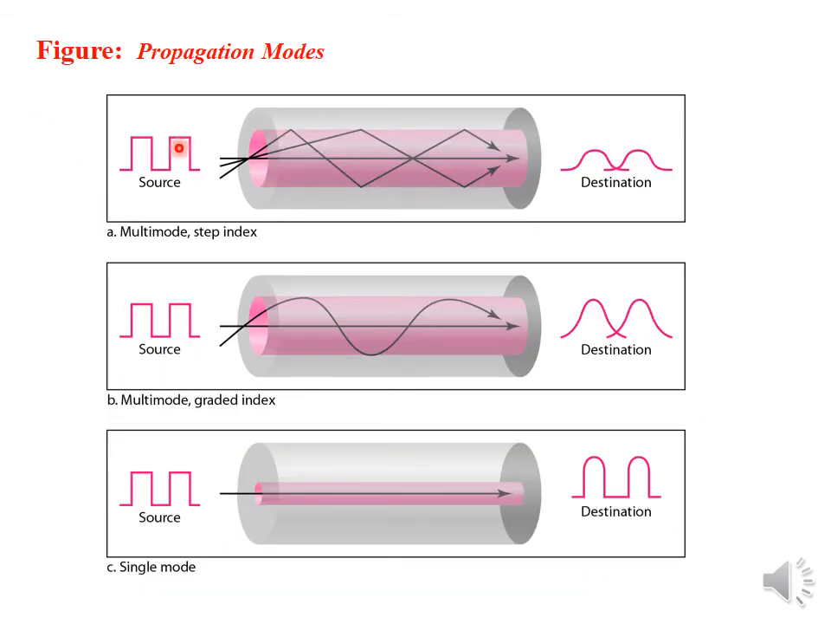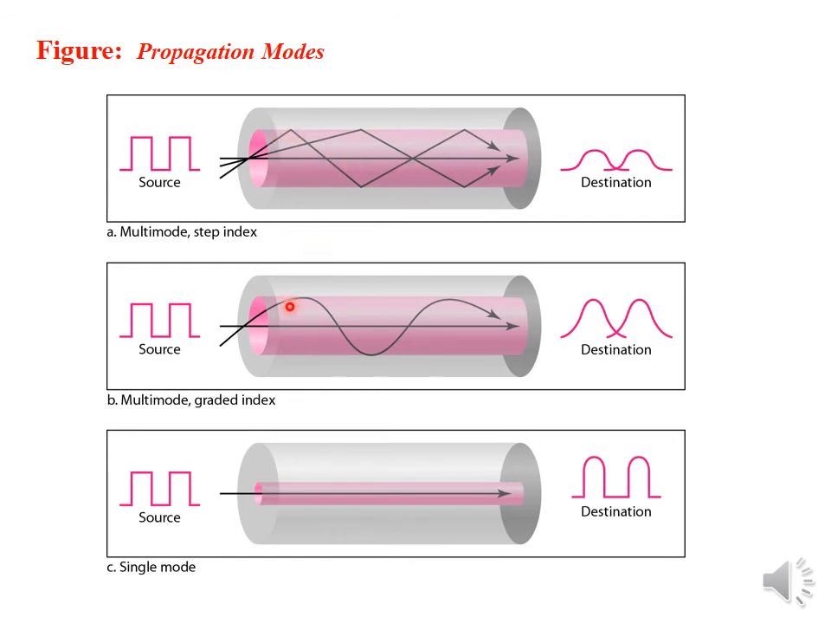In this diagram, you can see the three kinds of propagation modes. First one is multi-mode step index, second one is multi-mode graded index, and the last one is single mode. In the first one, as you can see, as the beam of light is traveling through the center of the core, it is traveling in a straight line, but as it moves towards the interface of the core and cladding, since there is a sudden variation in the density of the materials, there is an abrupt distortion of the signals.